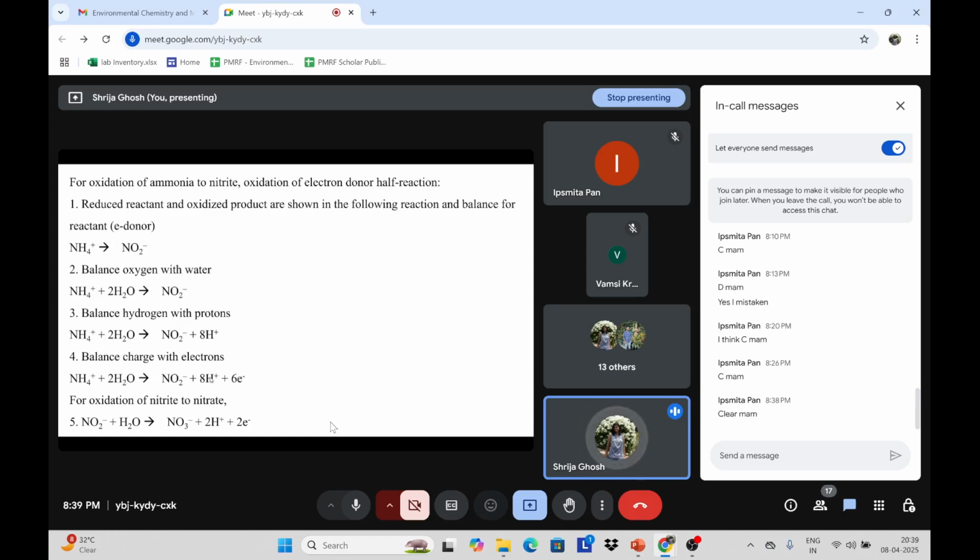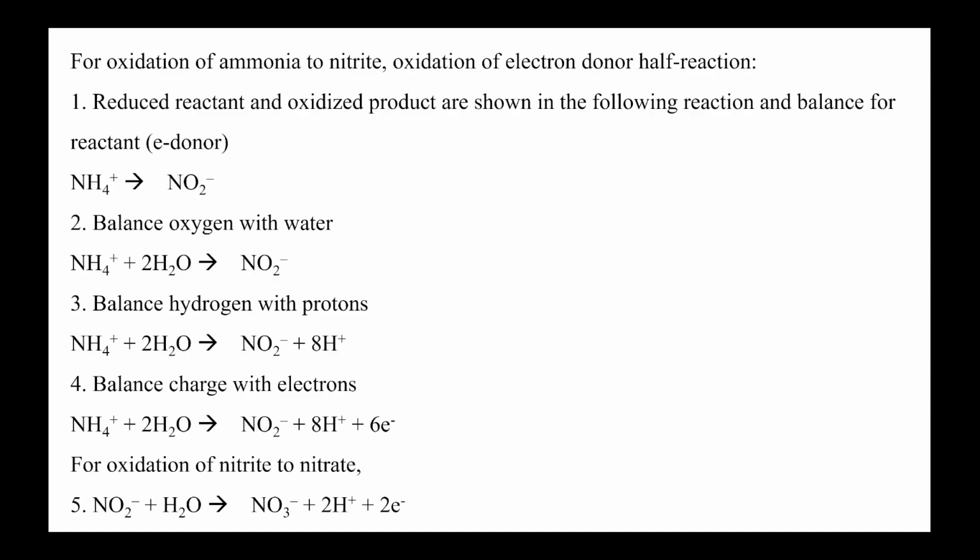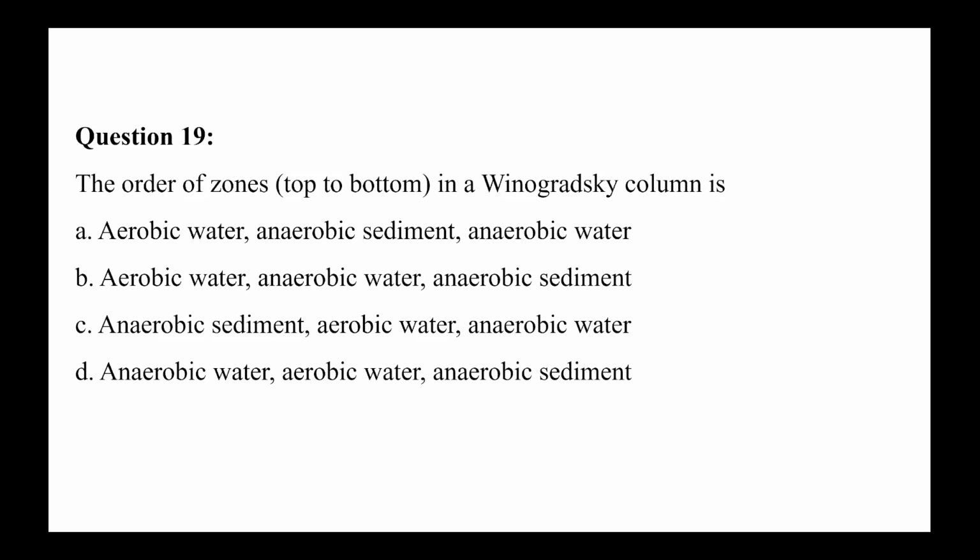If anyone has any doubt, please ask. I hope everybody understood how to calculate the electrons. Okay. Moving on to the next question, question number 19.